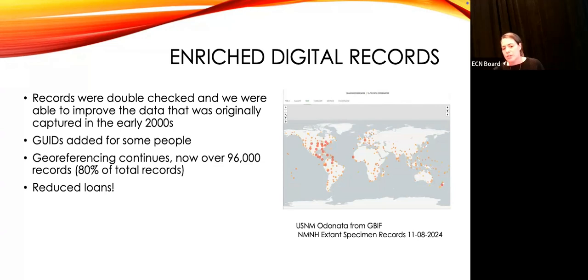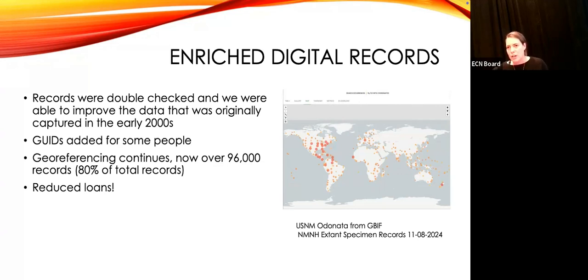We also continued georeferencing. Now over 96,000 of our specimens have been georeferenced. That's 80% of the total records. We're also including some that have data points that cannot be georeferenced. To the right, you can see a map of the Odonata specimens in GBIF, how they've been collected all over the world. We still need to work on some specific areas. We're lacking georeference points for China, Indonesia, India could use some work, but we are slowly trying to finish the entire collection.